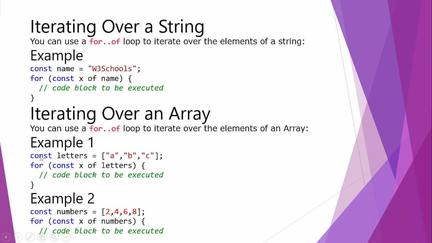Let's see the example. Const letters. Here we are declaring an array called letters, and in this array we are assigning some values like a, b, c as strings. Then we just write the same syntax: for, then some variable, the of keyword and that object. Here we are using letters, meaning the array. Then same, you write whatever code you want to execute.